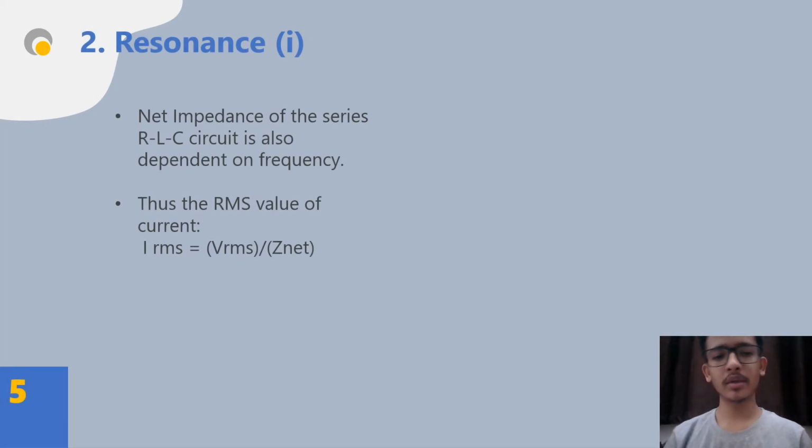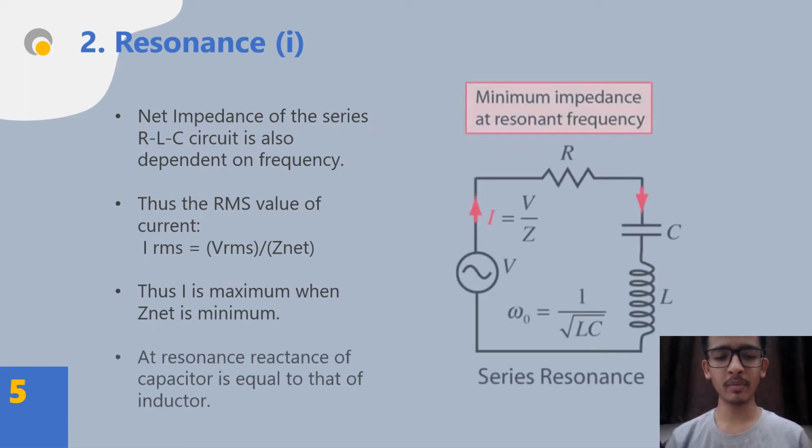So now coming to the net impedance of the RLC circuit. As the individual impedances of L and C depend on frequency, the net impedance also depends on frequency. And the RMS value of current is given by I_RMS equal to V_RMS by Z_net. And we can see from the formula that I is maximum when Z_net is minimum.